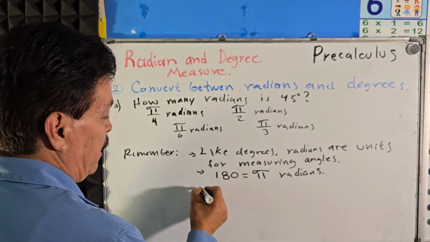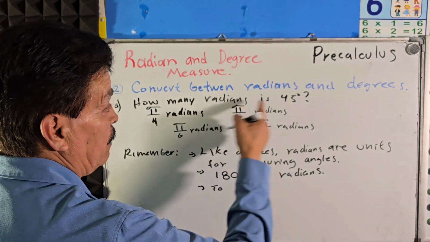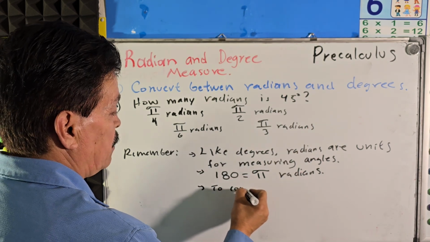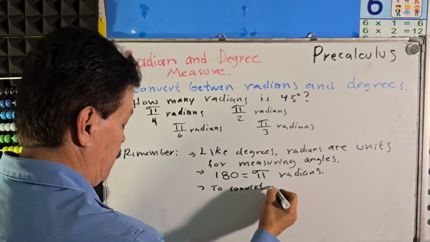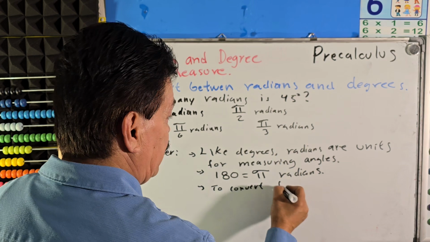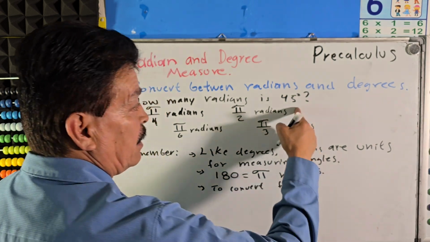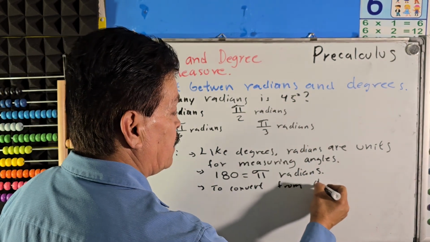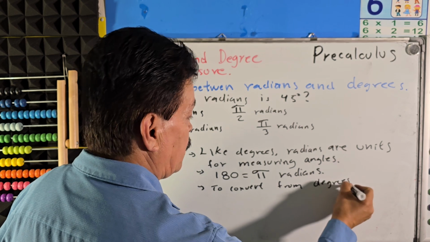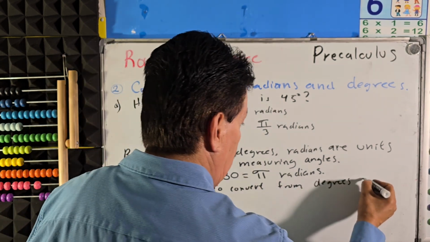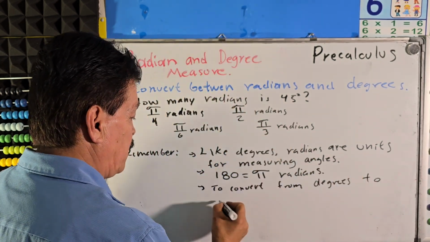So now, to convert from degrees to radians, we have to look for radians.